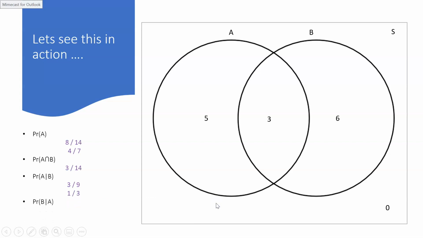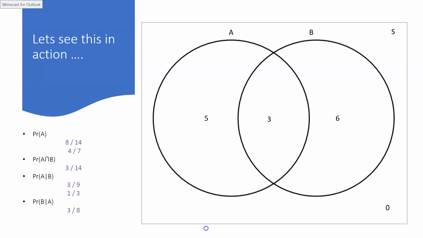And then what is the probability of B if A has occurred? We've got the total of A, and what's in the intersect for B and A is 3 out of 8, because we're doing what's in the intersect out of the total of A, which is 8. Cool.